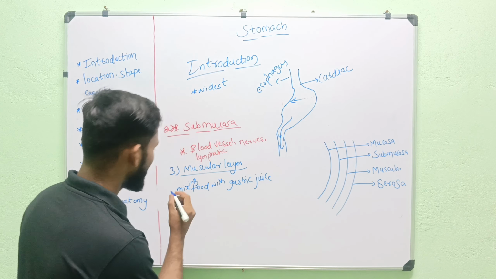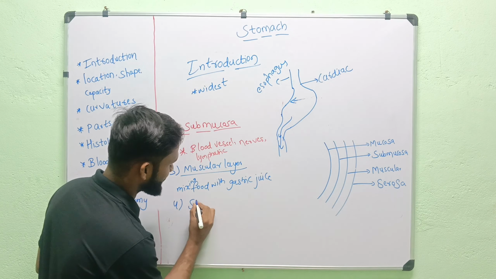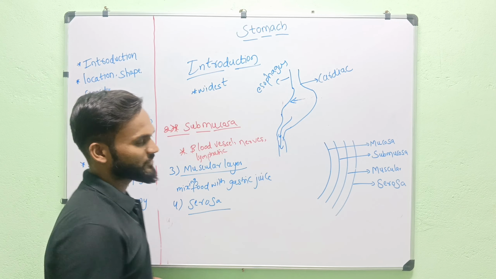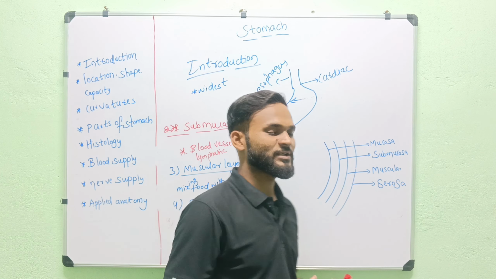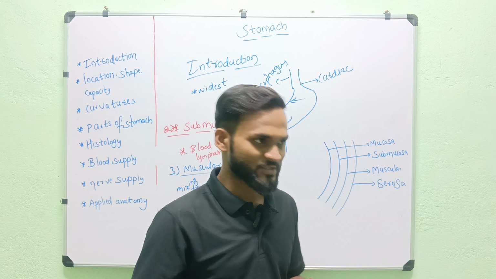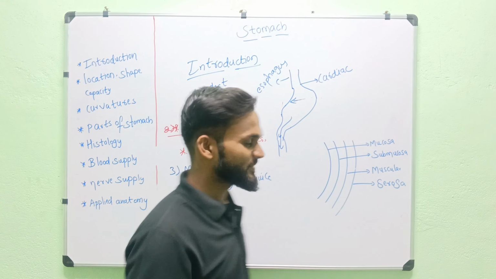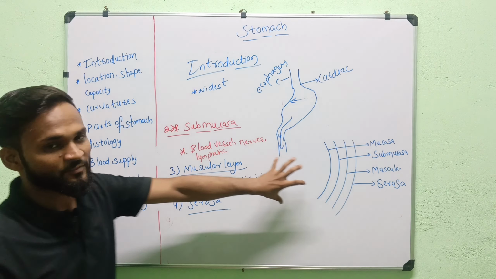And the last layer is your serosa layer. The last layer of the stomach, and the outermost layer of the stomach, is the serosa layer, which is going to protect your stomach from outside structures, and is also helpful for stabilizing your stomach. It is all about the layers of your stomach.